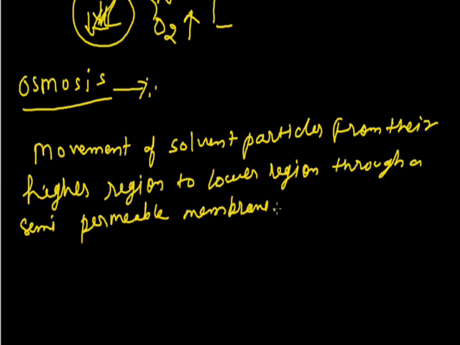This is a simple process of osmosis in which the movement of only solvent will occur. It means there is only the movement of solvent particles. There is no movement of solute or ion particles. We can say that solvent particles will move from their higher region to lower region, and that membrane should be semi-permeable. Before discussing semi-permeable, first I would like to discuss the nature of the membrane.